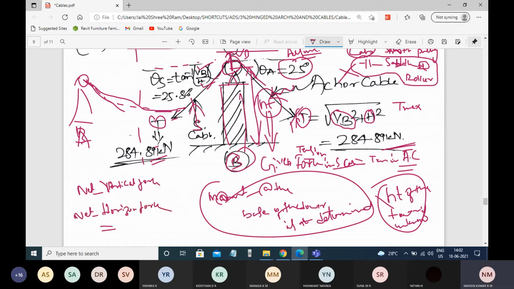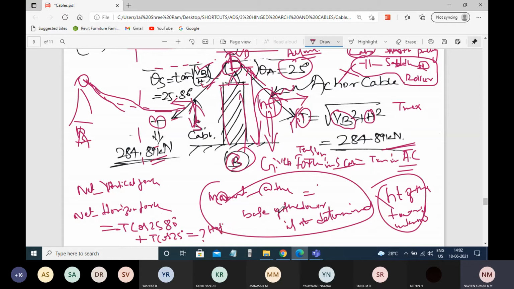So which are the net horizontal forces? If I just resolve this particular T, you'll get T cos 25.86 in negative, because it is moving opposite to the axis, towards the left, so it is considered negative. And T cos 25 is the other horizontal component for the anchor cable. The summation of these two will give the horizontal force.